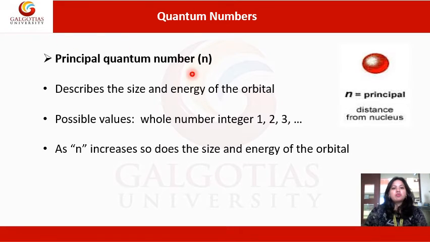First, we discuss the principal quantum number n, which describes the size and energy of the orbitals. Possible values are whole number integers 1, 2, 3, and so on. As n increases, so does the size and energy of the orbital.